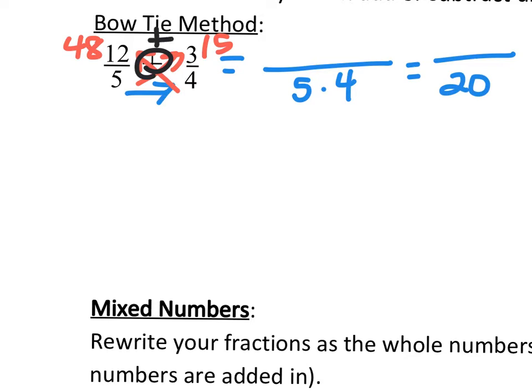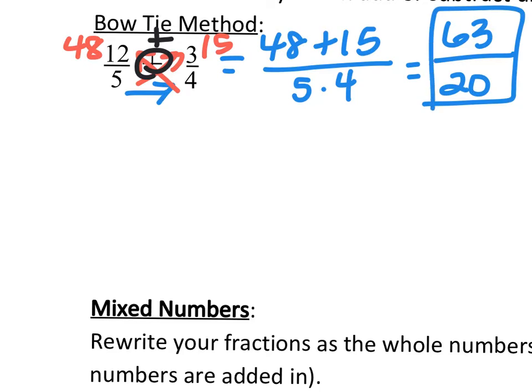So in this case, we're adding. So now you have 48 plus 15, which would give us 63 over 20. And you're done. Super easy method. Does it work with subtraction? Absolutely does. So let's take that same problem and do subtraction. So you have 12 over 5 minus 3 over 4.